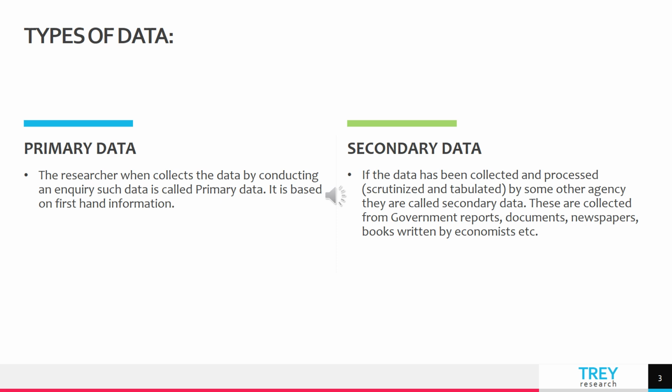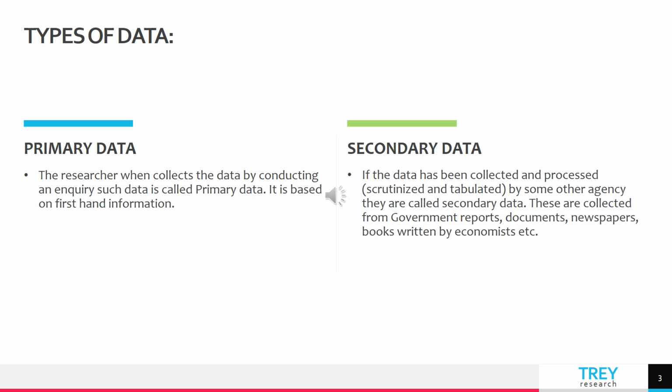Now data is classified into two types: primary data and secondary data. Primary data is the first data, or the data which is directly collected from the person who is providing it. The definition which you have to learn, because this is very important. This often comes in exam: what is the difference between primary data and secondary data?